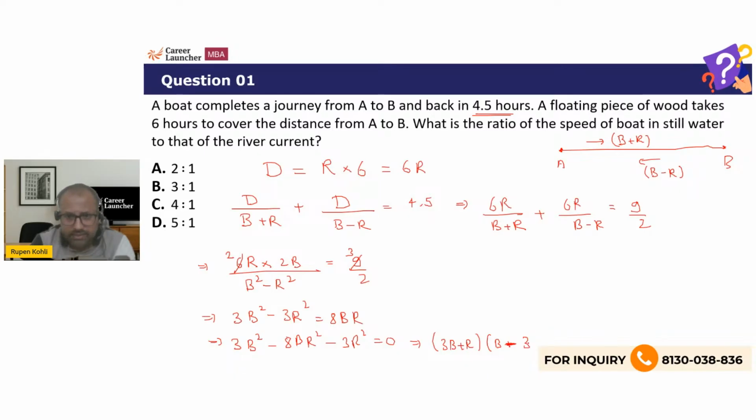This is minus sign, right? So yeah, 3b² and minus 9br plus, yeah, right? Okay, so therefore obviously b is 3r, and therefore the required ratio is 3:1, right? So we had to just create the equations over here, because the total time was given, so we had to write the equation for the total time because the speeds are different in the back and forth journey.